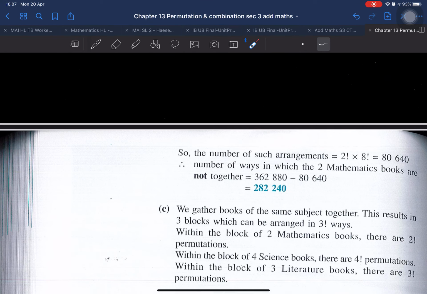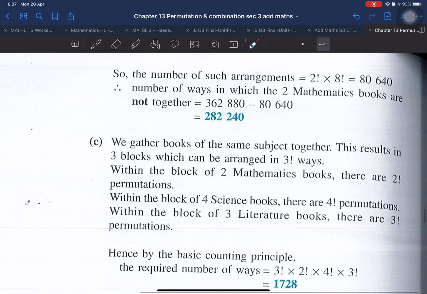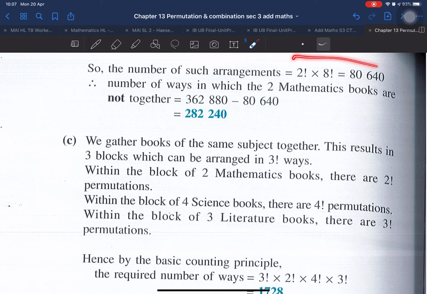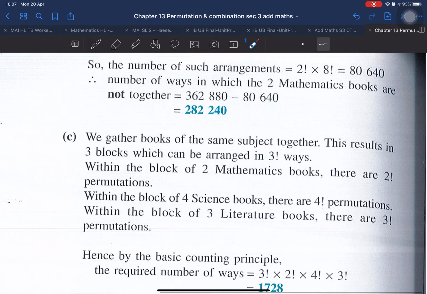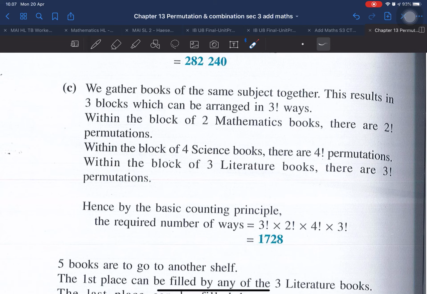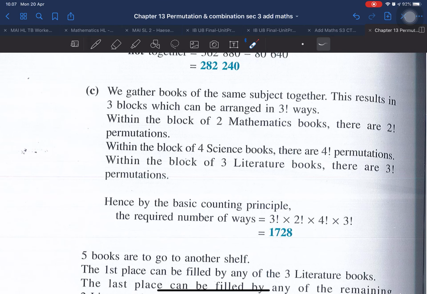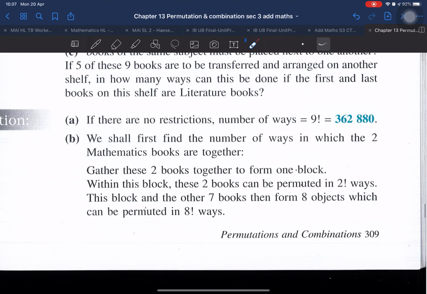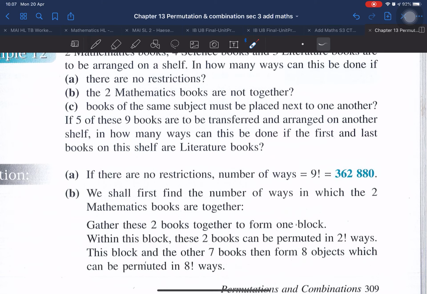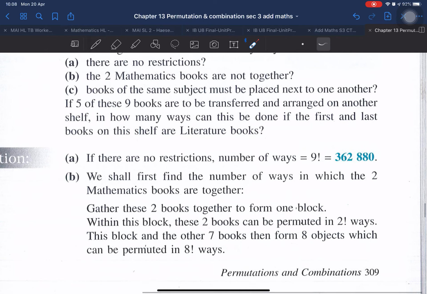80,640. Okay, but don't forget, we need to subtract that 80,640 from the whole, 9 factorial. So the answer is 282,240. Now, let's see the next question, which is books of the same subject must be placed next to one another. So what to do?